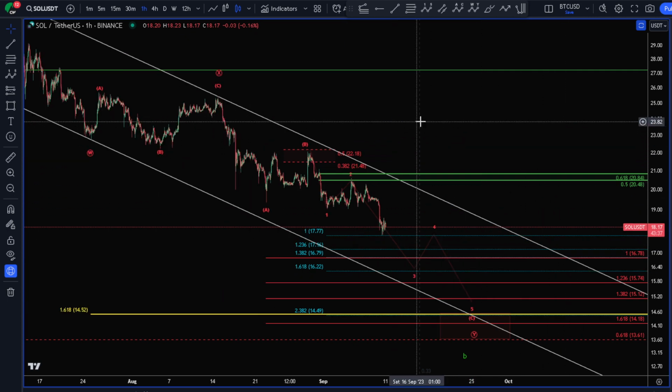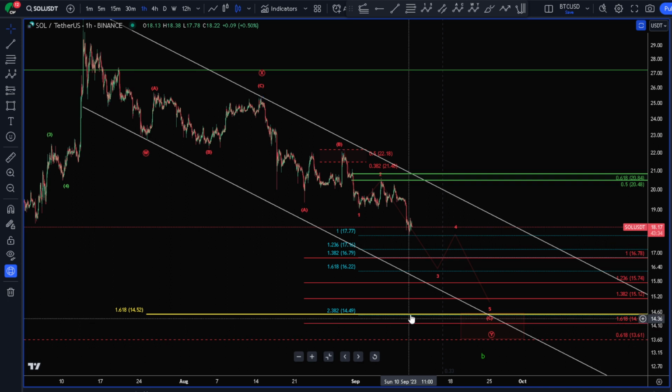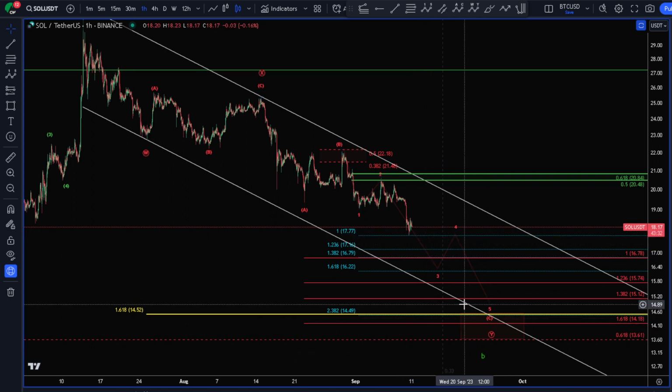But if you want to follow along, I will be analyzing this on the shorter time frame coming up as we get close to these levels, just to make sure I get a couple scalps in Solana, and I'll be updating this on the daily.